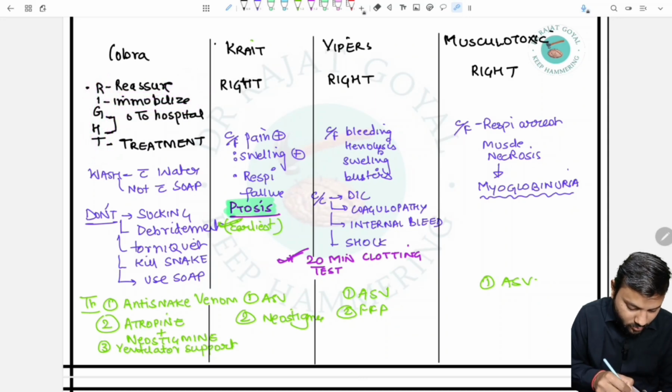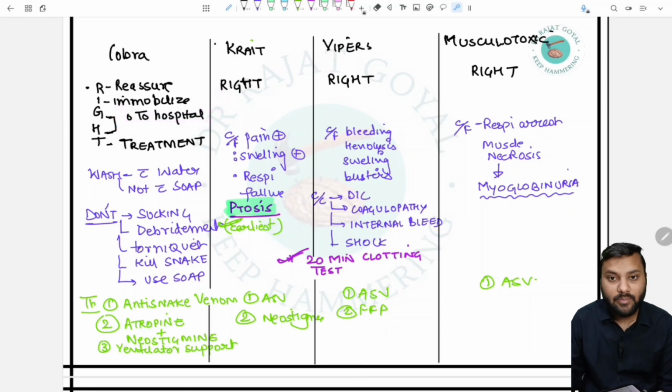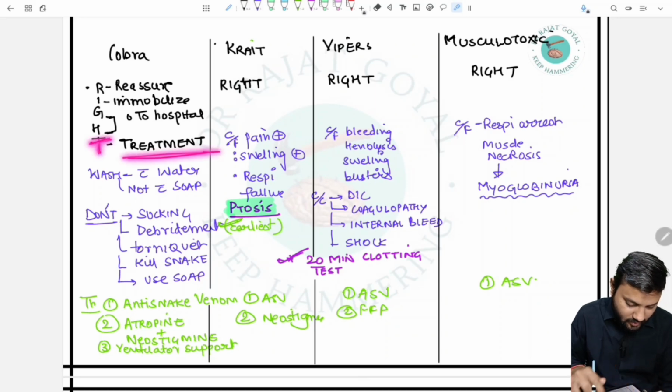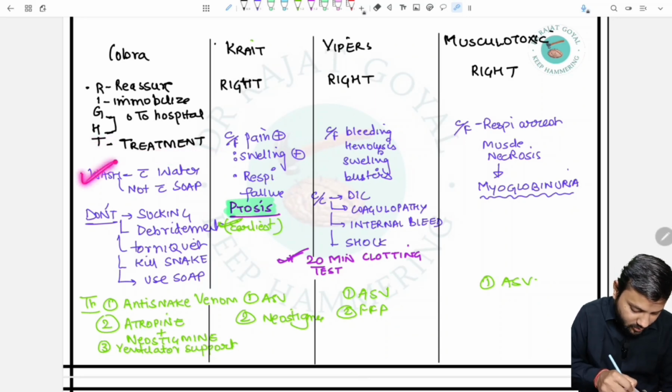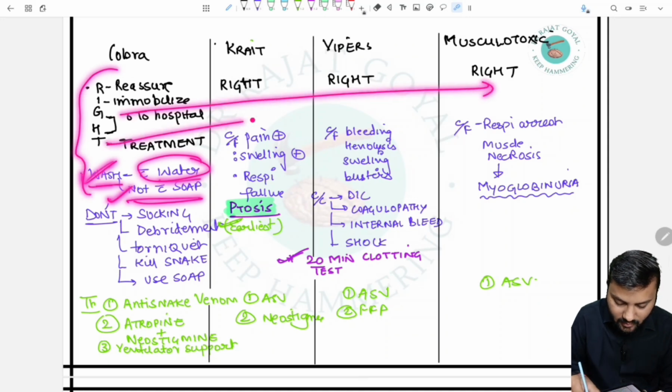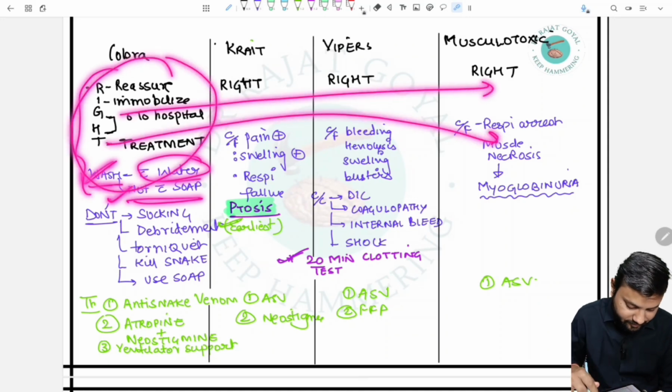Then we have to go to the hospital and tell the doctor about everything: the type of the snake, the bite site, and all the symptoms that you have seen. And then the final step is the treatment. Firstly, we can wash the site with water, but we should not use soap. This is common for all cases of snake bite.